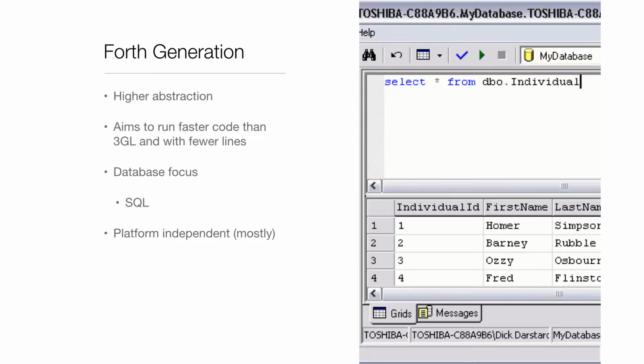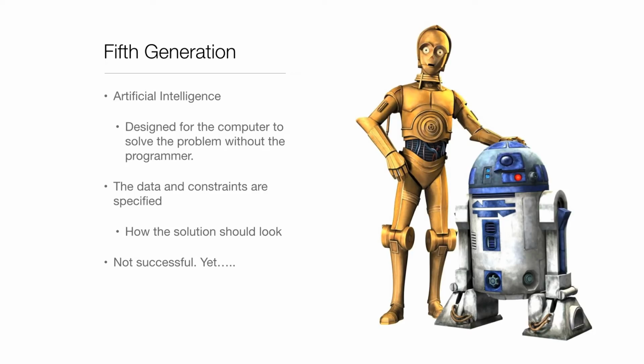It just says, I'm going to send you a command and you work it out and give me some data back. And the database has to handle it. So it's an example of a fourth generation language. And the fifth generation, which doesn't really exist yet, that's artificial intelligence.